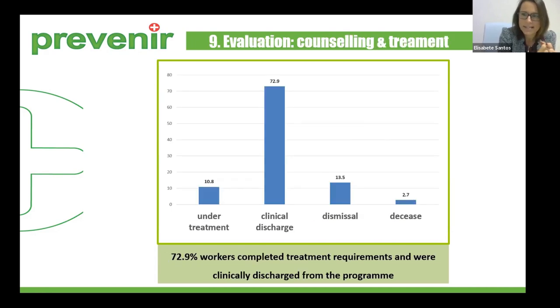And at last, one result on counseling and treatment. So we have under treatment 10% at the moment, 72.9% of workers that completed treatment requirements and were clinically discharged, 13% that were dismissed, and 3% that deceased, unfortunately.